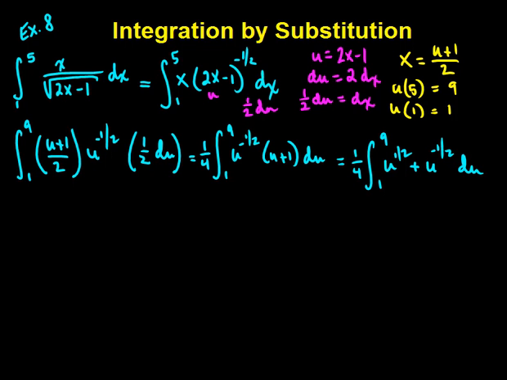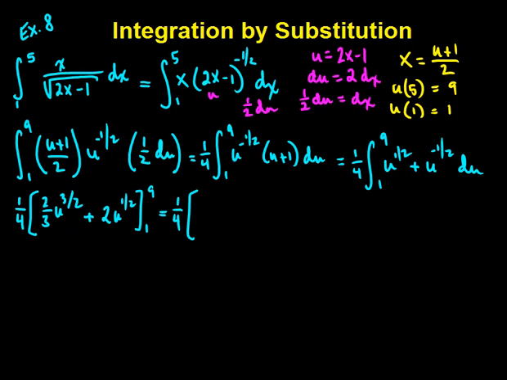u to the 1/2 is going to become u to the 3/2 over 3/2, or 2/3 u to the 3/2. We still have 1/4 on the outside. u to the negative 1/2 is going to become u to the 1/2 over 1/2, or 2u to the 1/2. We're going to integrate that from 1 to 9.